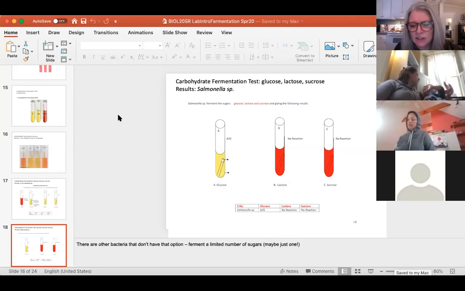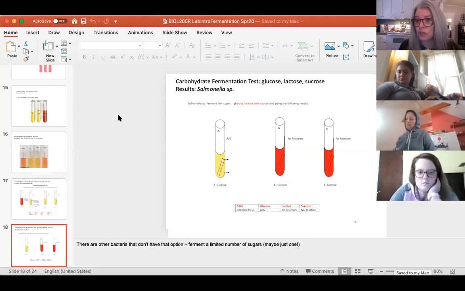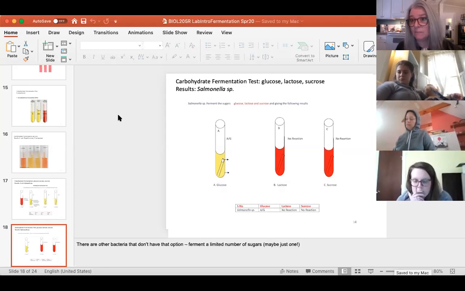But if you look at the other two tubes, nothing happened there. We got growth in those tubes, but there's no acid and there's no gas. So this particular Salmonella species is not able to ferment lactose, and it's not able to ferment sucrose. This is a very classic, typical result for Salmonella.